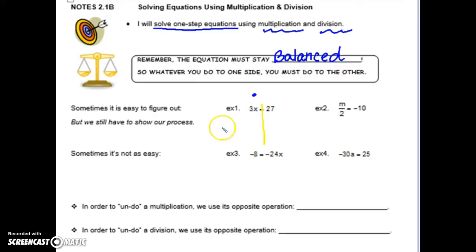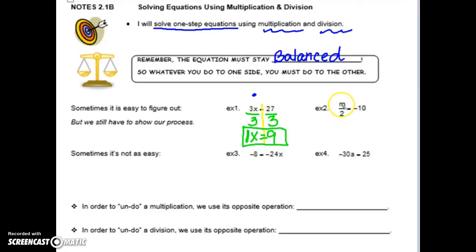So to do that, we're going to do the opposite of multiplication, which would be division. So to get x all by itself, I'm going to divide by 3. Because 3 divided by 3 is just 1. So I know I keep saying get it by itself, but when you have this multiplication, getting it by itself means you're just getting a 1x by itself. And then over here, I have 27 divided by 3 is equal to 9. So my answer is 9.